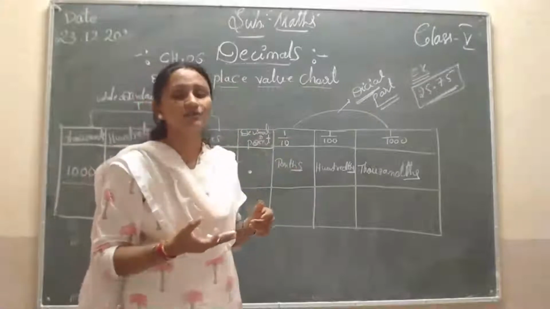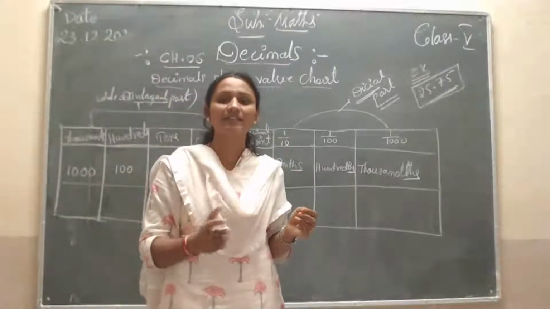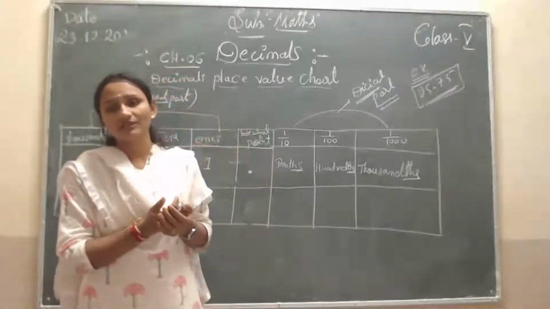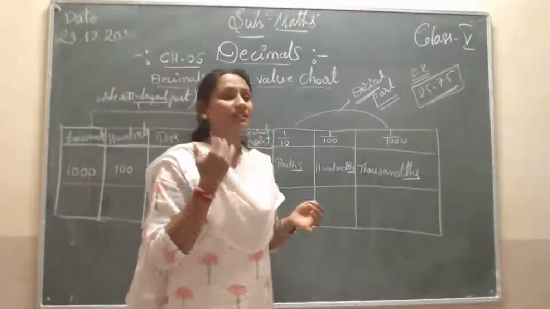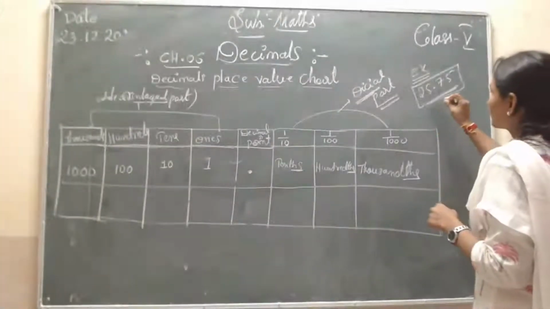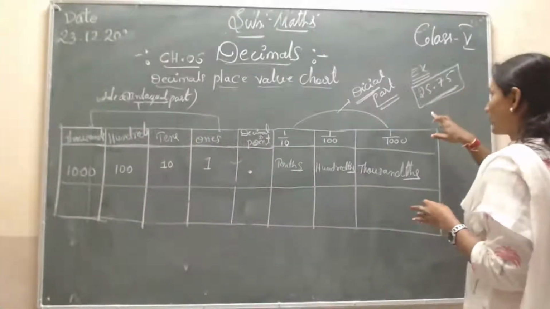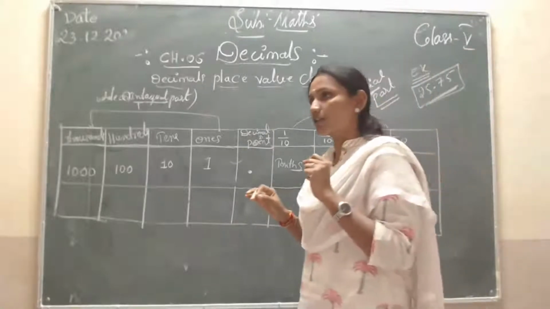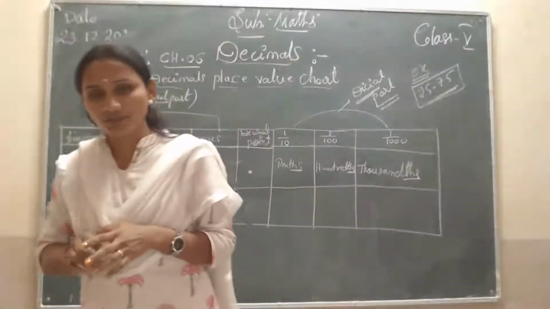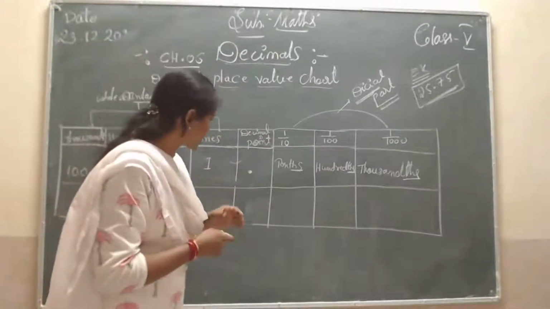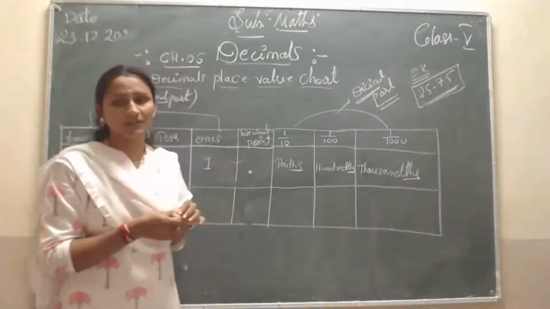The numbers after the point, you have to consider that the value is very less. Before the point the value is very high, that is, you consider the rupees. So the cost of the one pen is 25 rupees 75 paisa, that is 25.75. Students, okay, I hope you all understood this, especially the place value chart.